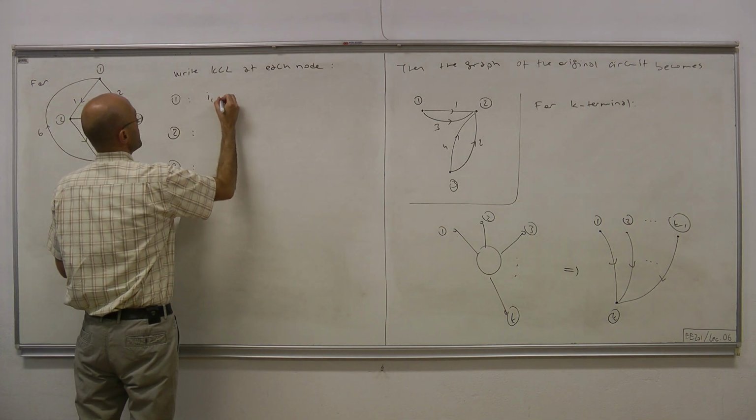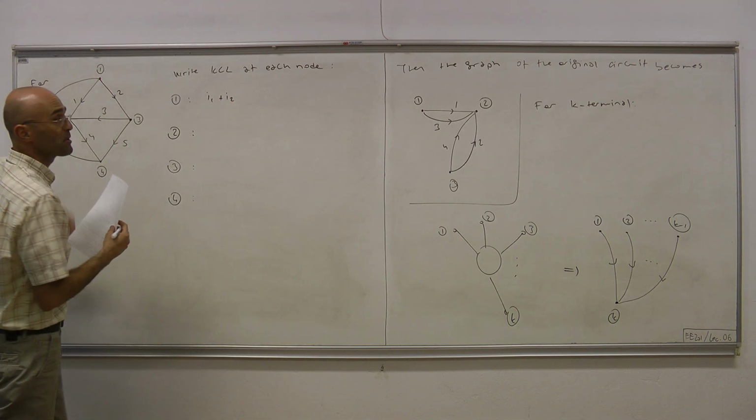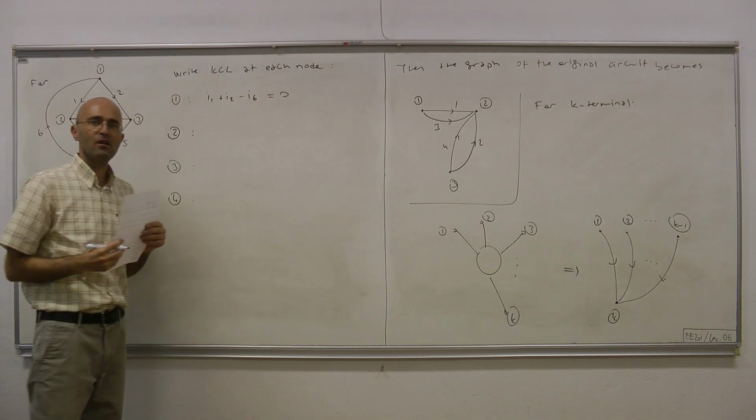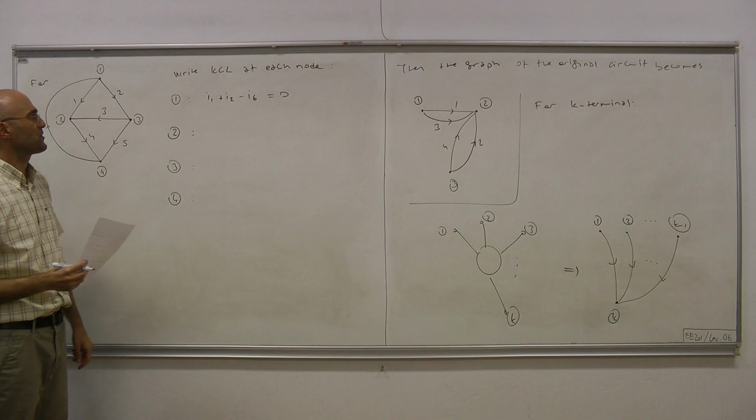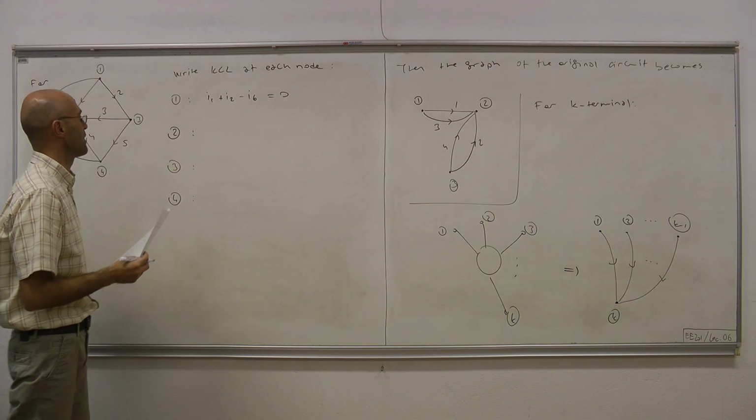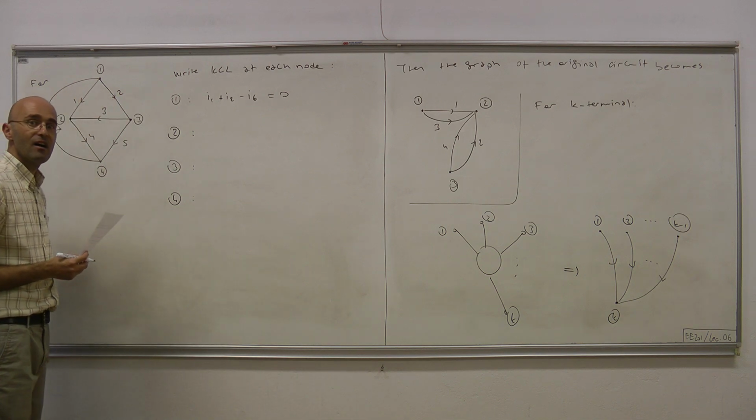So, I1 plus I2 outgoing, plus minus I6 outgoing, must equal 0. Okay, so that's the first equation for node 1 by KCL. Let's do the same thing for the second node. We treat everything as outgoing.